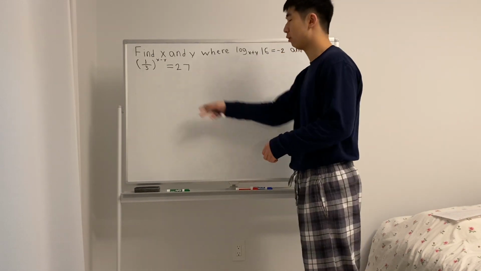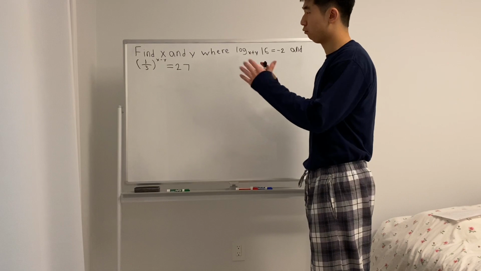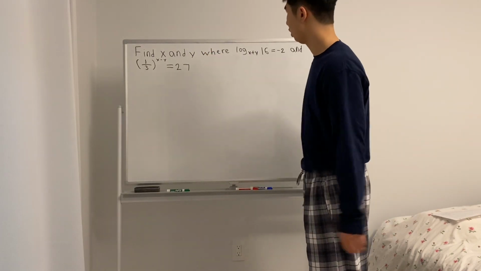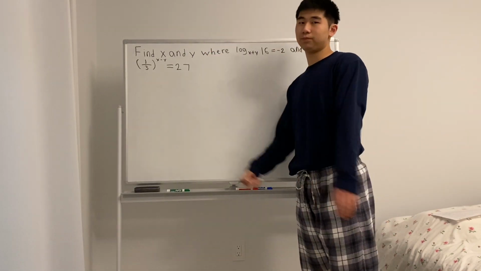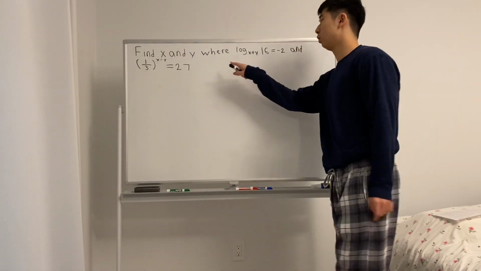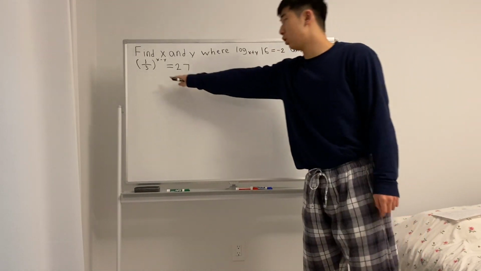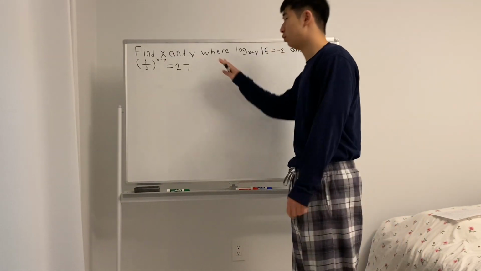You just copy what I write down because I'm going to have to erase a lot here. This question involves a lot of writing, and you might even want to write out the question. With that being said, I'll read it to you and then I'll solve it. Find x and y, where log base x plus y of 16 is equal to -2 and (1/3) to the power of x minus y equals 27.